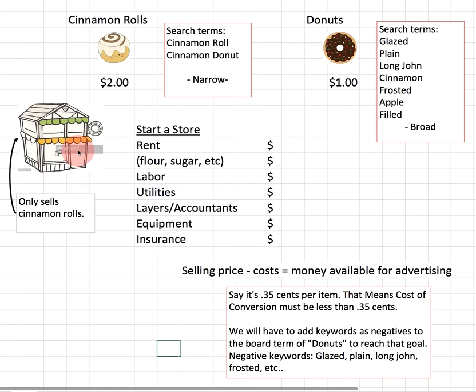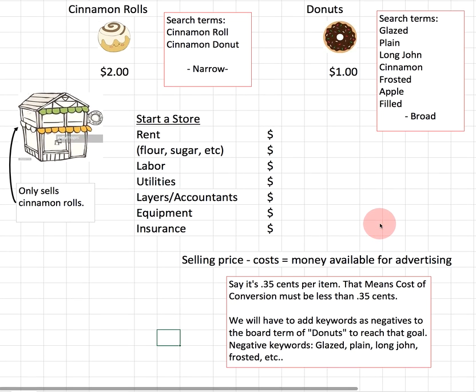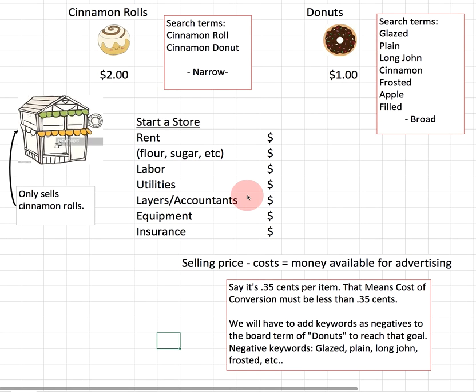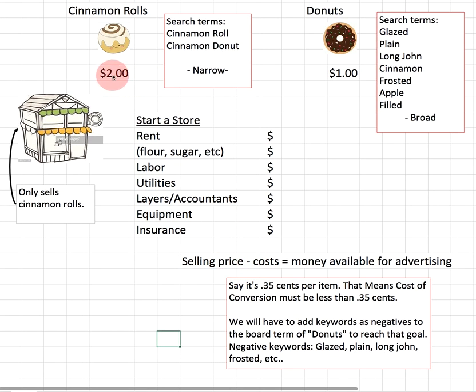So let's say that you've started a store that only sells cinnamon rolls. You've got costs associated with that store. Rent, and you have your raw materials of flour and sugar and those sorts of things. And labor and utilities, the lawyers and accountants. You've got equipment, you've got insurance. So you've got a lot of costs associated with this stuff, and you're selling it for $2.